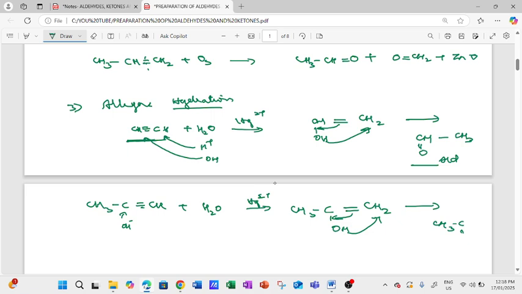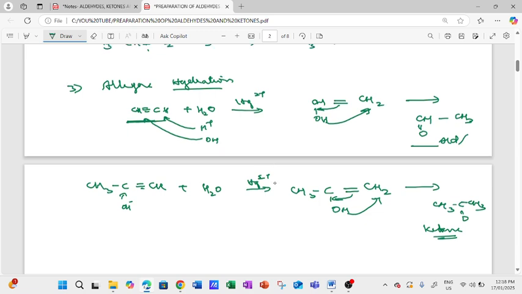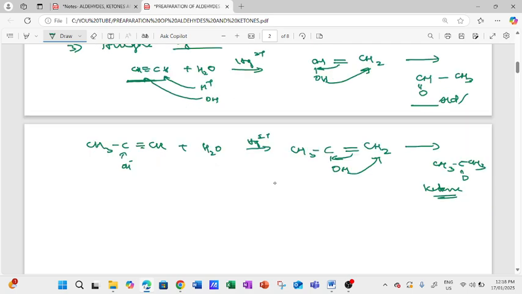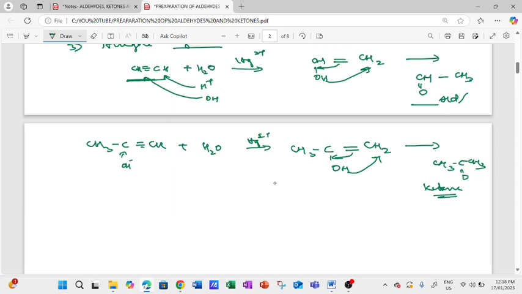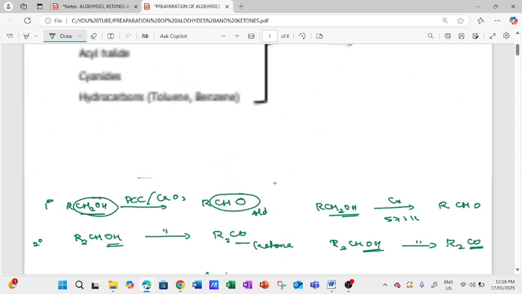So in general we can say that if you are taking an alkyne like ethyne, we get an aldehyde always. If the alkyne is other than ethyne, higher alkynes always give ketone. So remember, alcohol, alkyne, alkene, all these we converted into aldehydes and ketones. So these are the first three methods.